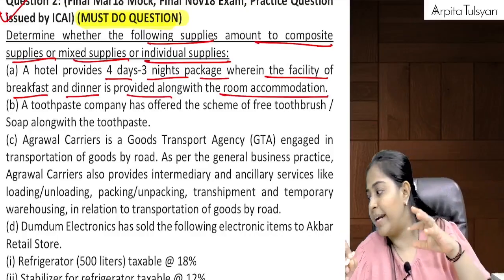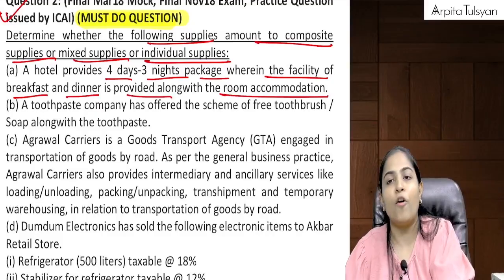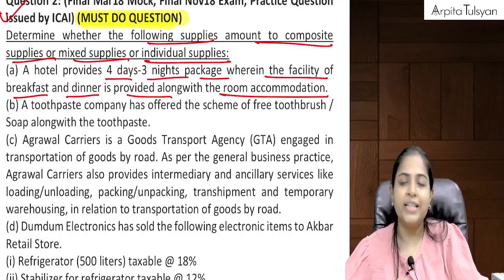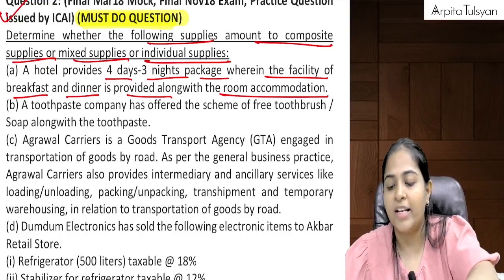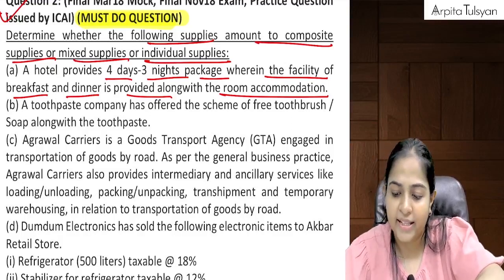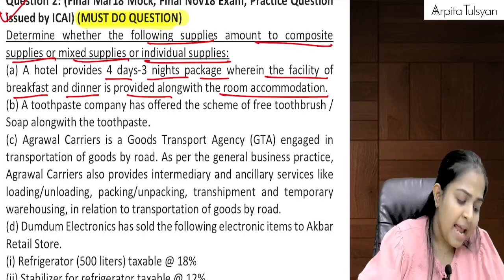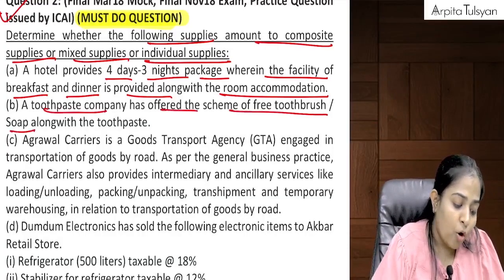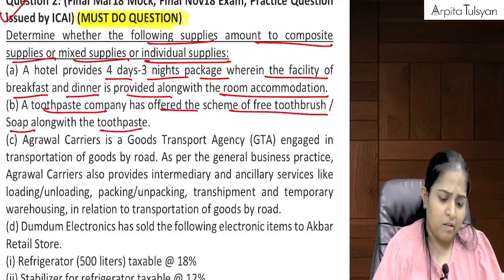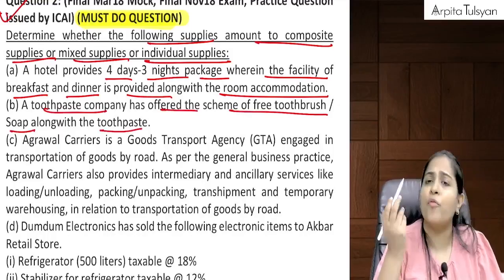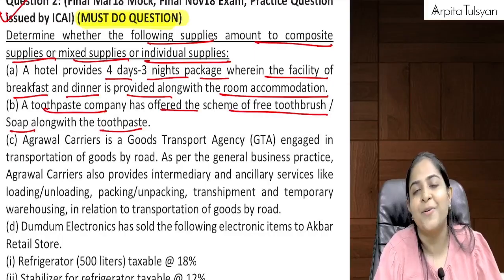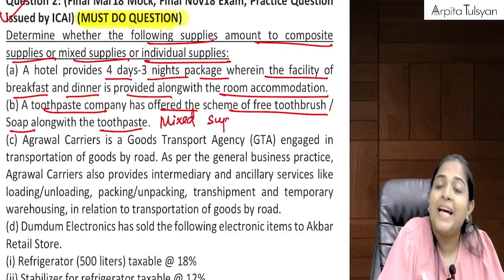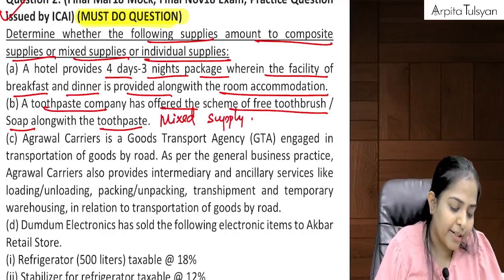Yes, so we'll have to write the meaning, right? We'll have to write the meaning of composite supply, and then we'll give the conclusion that these are normally provided in ordinary course of business. These are naturally bundled together in ordinary course of business. Then a toothpaste company has offered the scheme of free toothbrush or soap along with the toothpaste. So these are not naturally bundled together in ordinary course of business, and hence this will be considered as mixed supply if a single amount is charged for that.